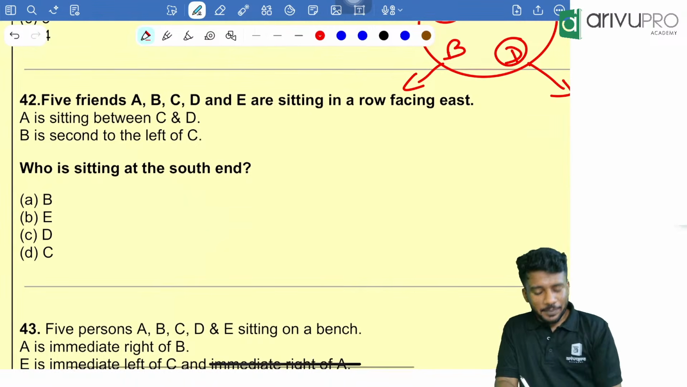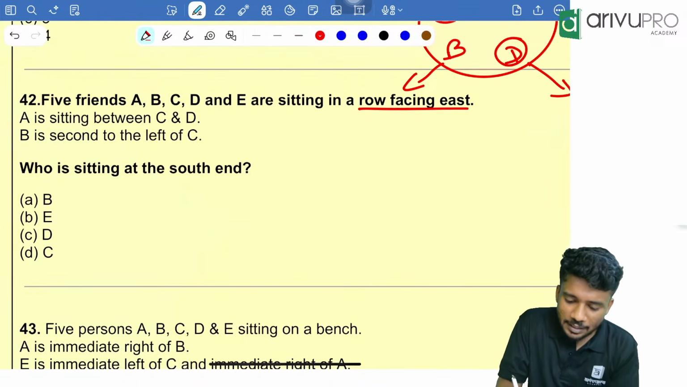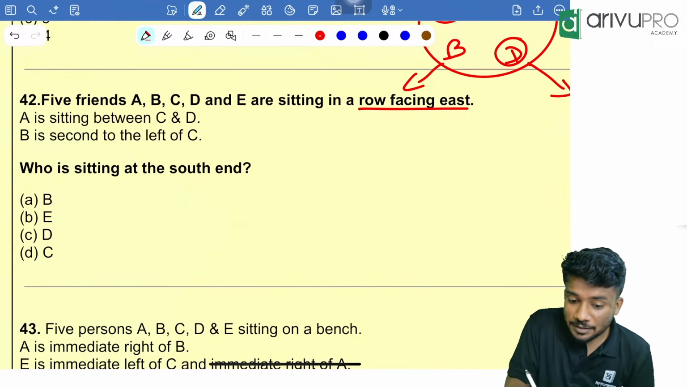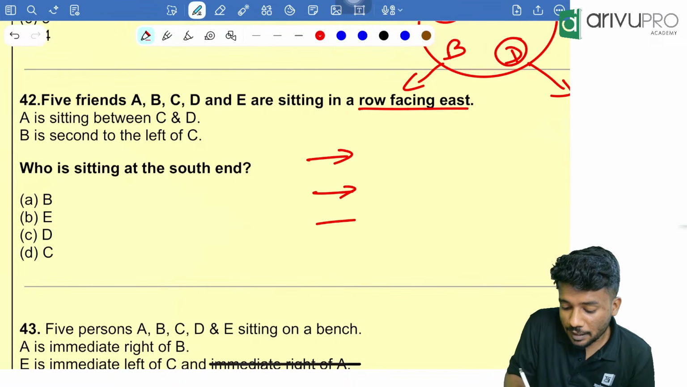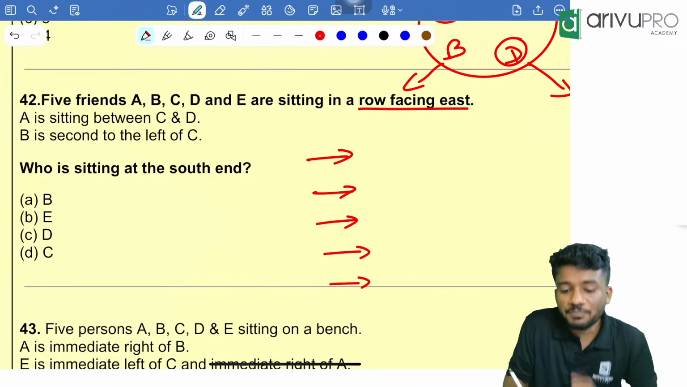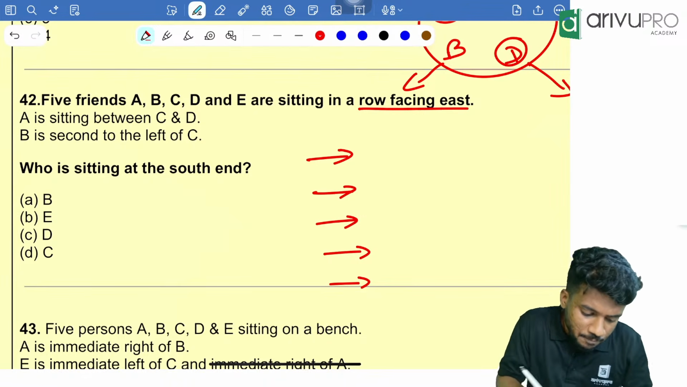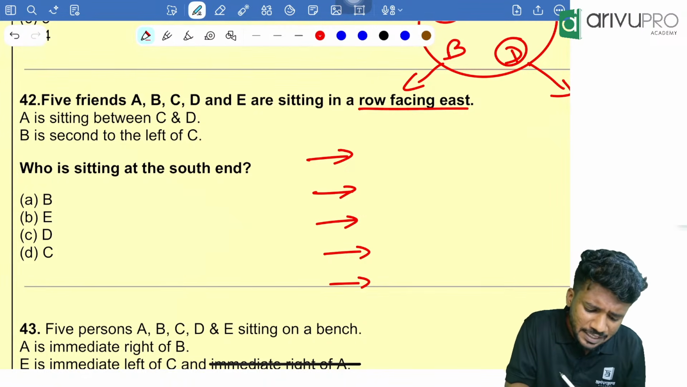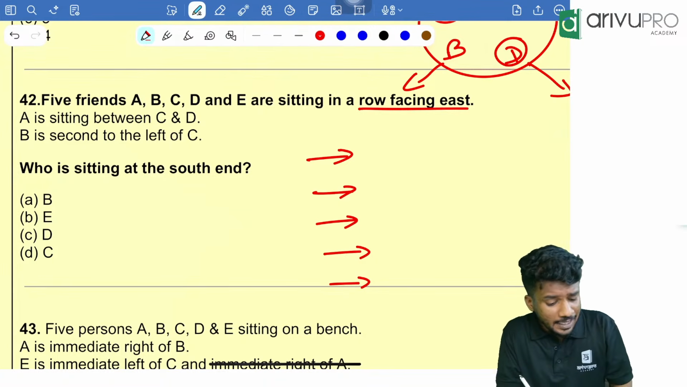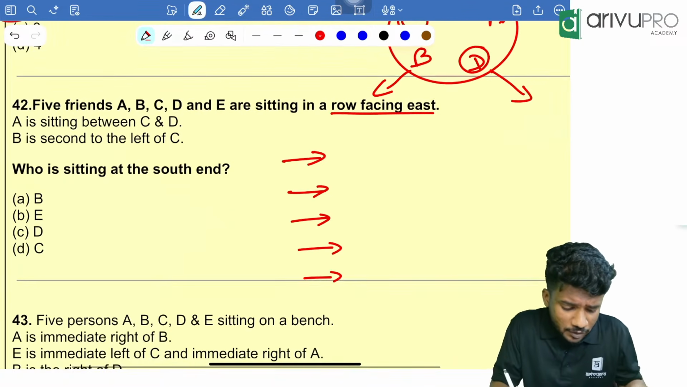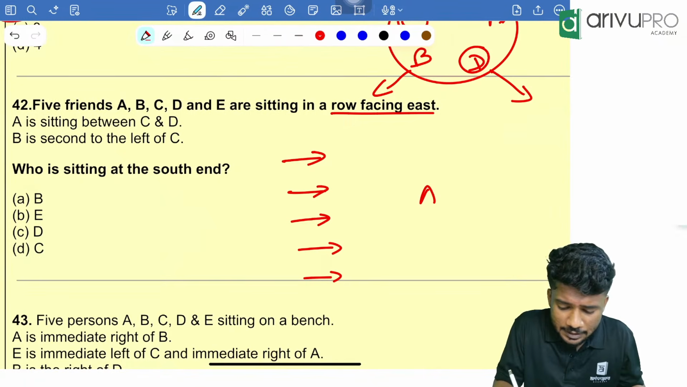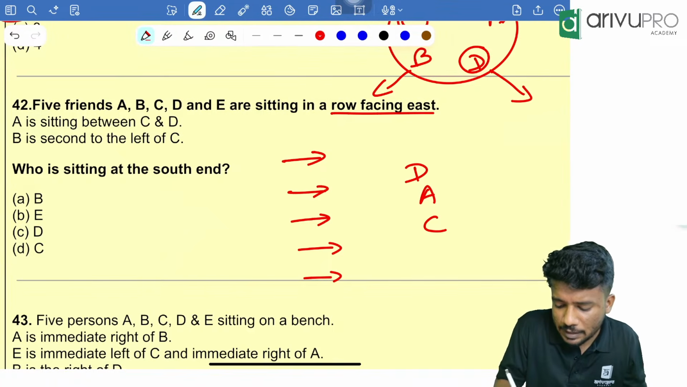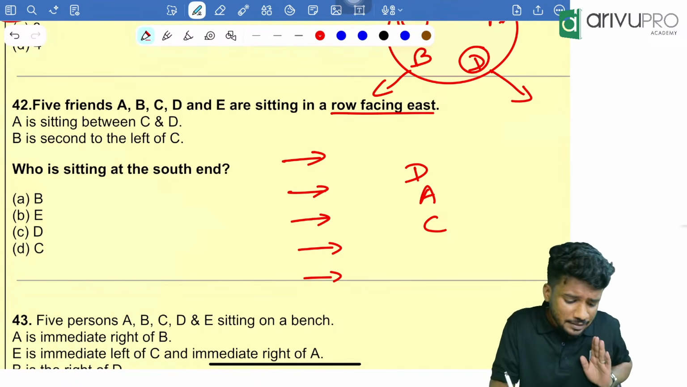42nd question. 5 friends A, B, C, D, E are sitting in a row facing east. East means looking this side. How many people are there in total? 5 friends are there. Yes. A is sitting between C and D. B is second to the left of C. Let's see. We will draw one by one. A is seated between C and D. This is one possibility.